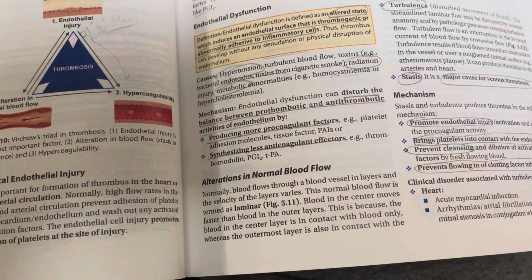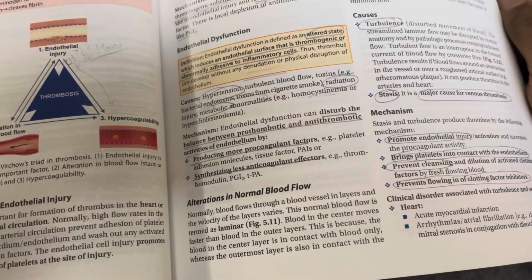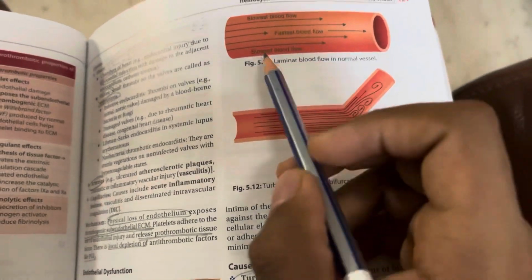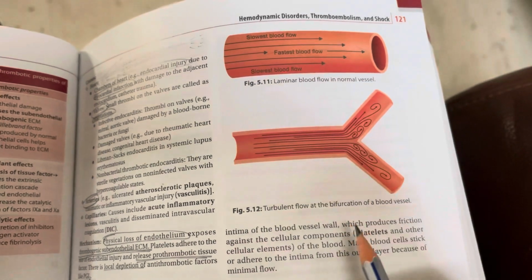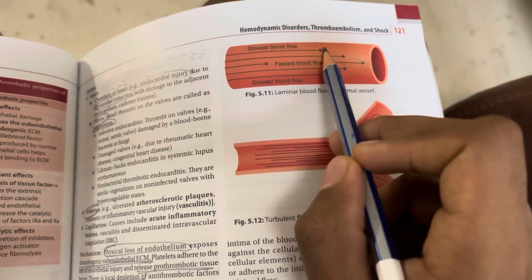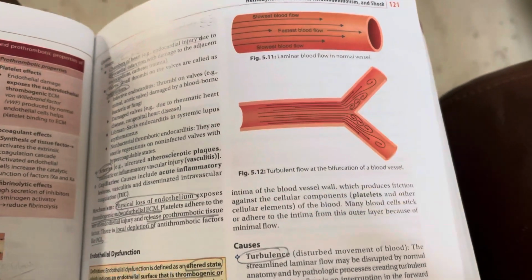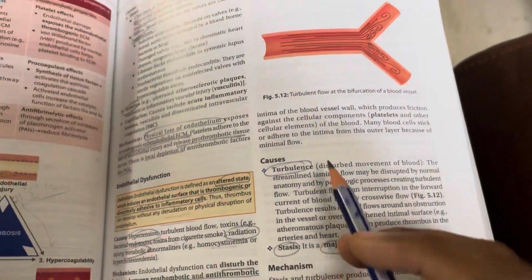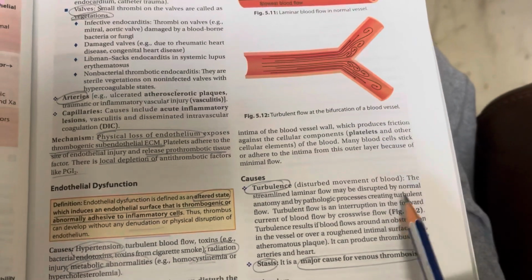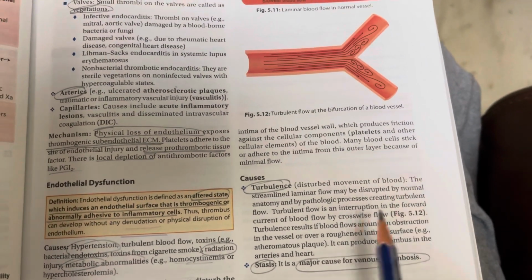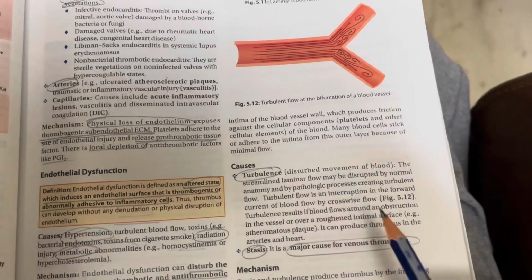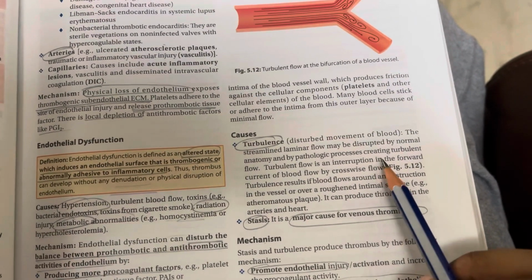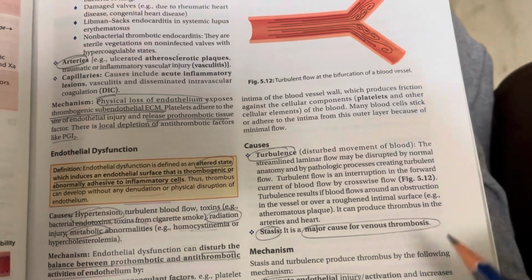Next, alterations in the normal blood flow. Normal blood flow is said to be laminar, so the velocity of the fluid in the middle layer is more because the peripheral layers are in contact with the wall, which has several impeding factors like cells, etc. So any turbulence causes alterations in the normal blood flow. Turbulence is a disturbed movement of the blood. The streamlined flow may be disturbed by normal anatomy and pathological processes. Normal anatomy: any branch point can cause turbulence. And pathological processes such as tumors can also cause turbulence.